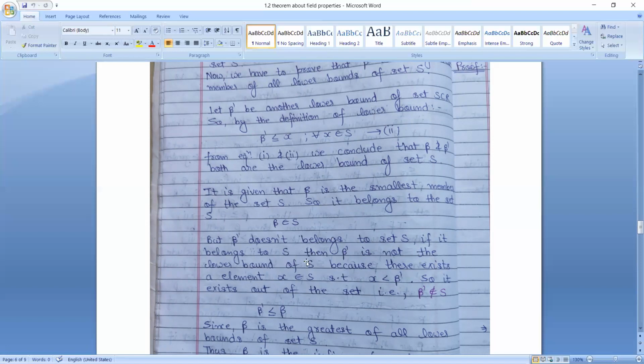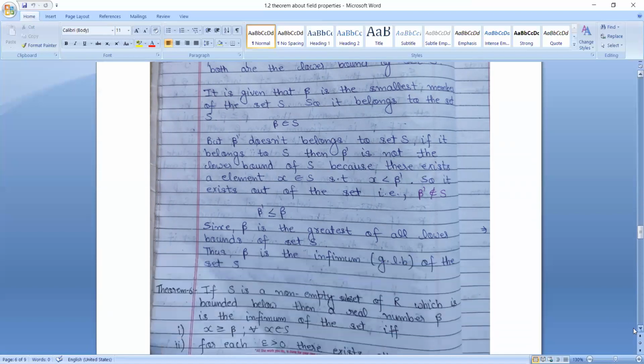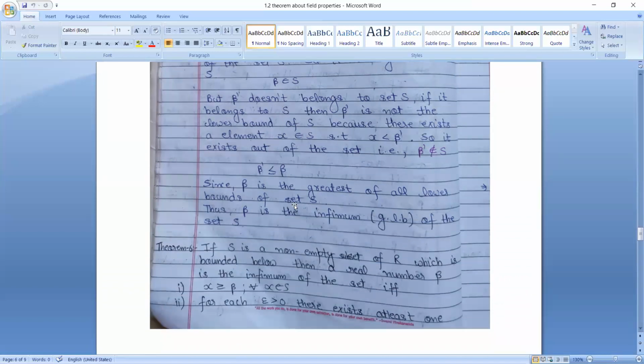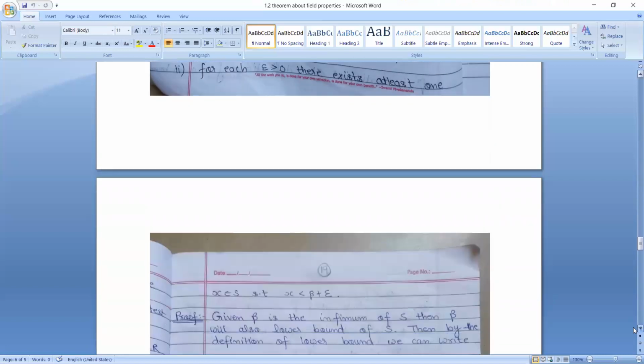Beta belongs to S, but beta dash does not belong to the set S. If it belonged to S, then beta dash would not be a lower bound of S because there exists an element x belongs to S such that x is less than or equal to beta dash. So it lies outside the set, that is beta dash does not belong to S. Beta dash is less than or equal to beta. Since beta is the greatest of all lower bounds of the set, thus beta is the infimum, meaning the greatest lower bound of the set.